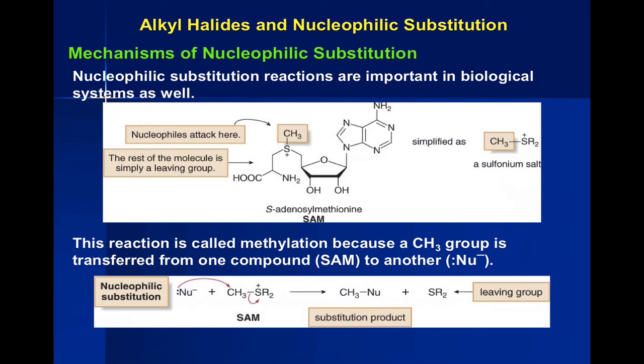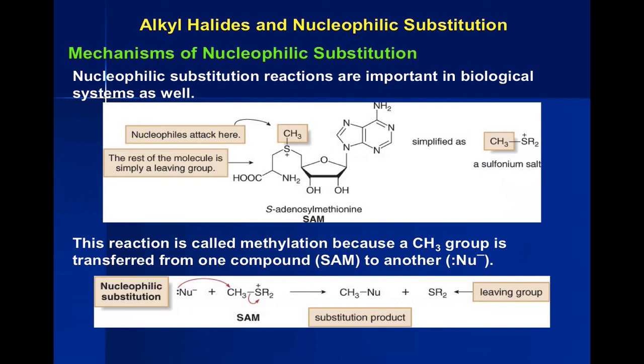Now here's an example. In the human body, you do not have alkyl halides that are reactive. Alkyl halides turn out to be carcinogenic. Okay? But you do have this molecule called SAM, S-adenosylmethionine. This is biology's way of making iodomethane. Instead of CH3I, this is the equivalent of iodine for a biological system. Mother Nature overcomplicates things for good reason.